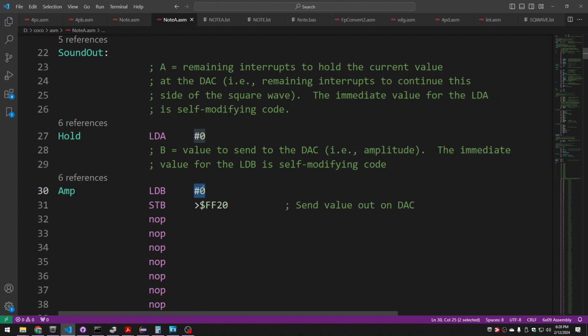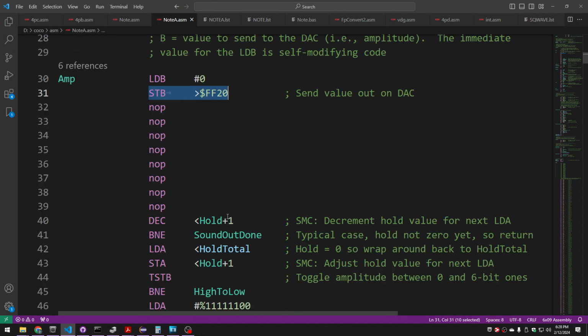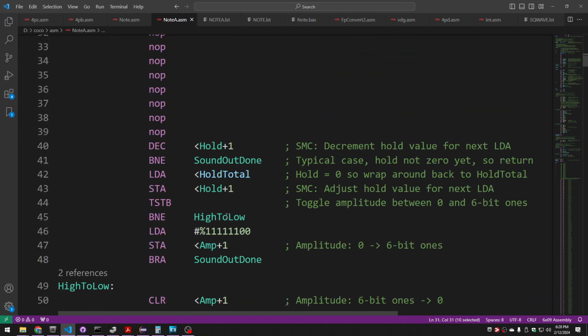So each time through the interrupt handler, whatever our self-modifying code wrote over here, we're going to send that out to the DAC. So the real mechanics happen after we send that out to the DAC. We decrement that hold value. So a hold value that's very small will not have to decrement very far before it hits 0. And a hold value that's very large will decrement much longer.